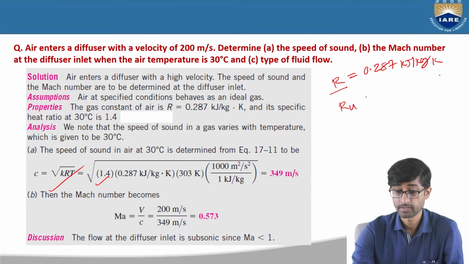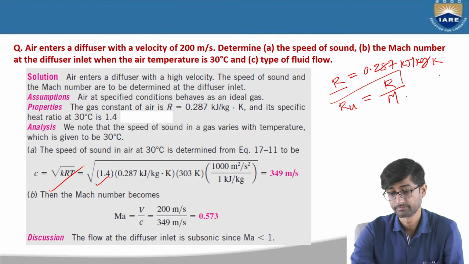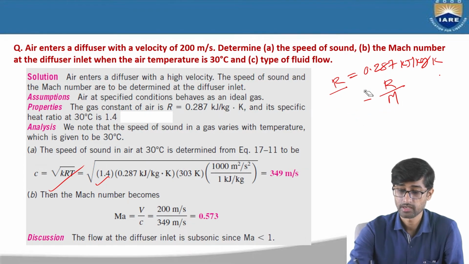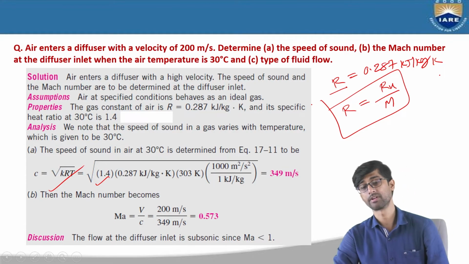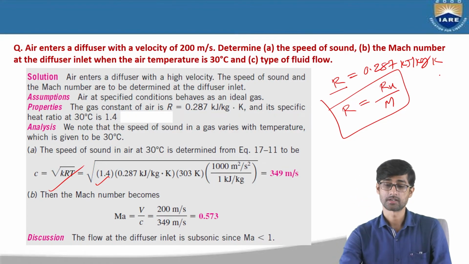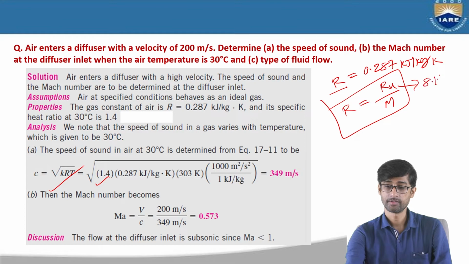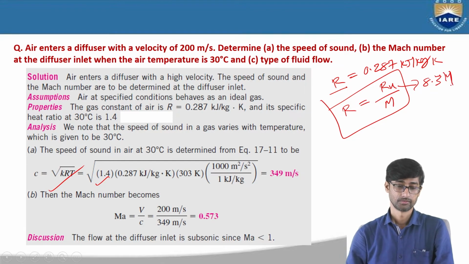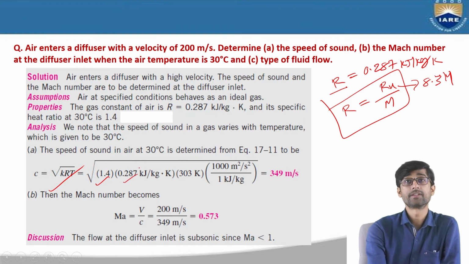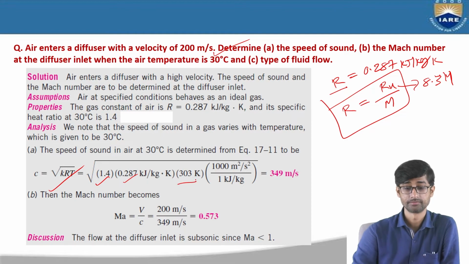What is the universal gas constant, R_U? Sorry. The characteristic gas constant is equal to the universal gas constant divided by the molecular mass. This is how to calculate the characteristic gas constant. And this universal gas constant, the value is 8.314. Substitute here the R value 0.287, and the temperature given is 30 degrees Celsius, converted to Kelvin.